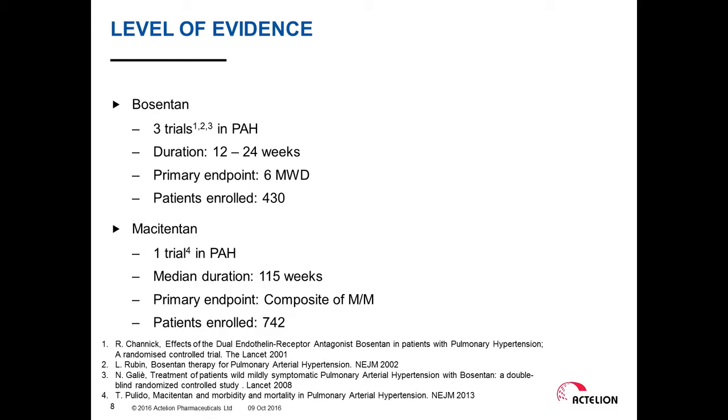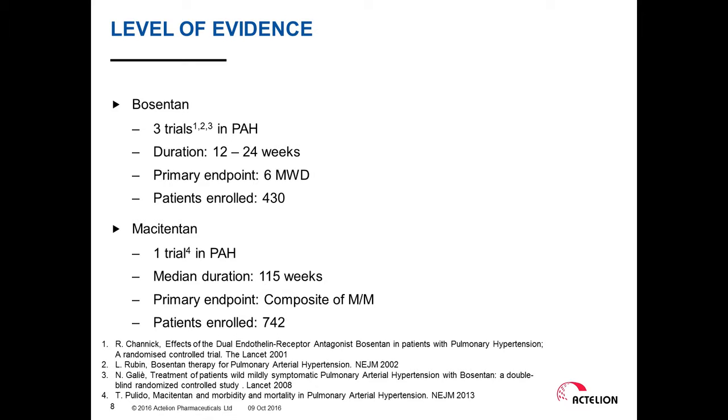If we look at bosentan, bosentan has 3 trials in PH: 351, BREATHE-1, and EARLY. The duration was between 12 and 24 weeks. The primary endpoint in all 3 studies was 6-minute walking distance. Only in EARLY did we have a co-primary endpoint of PVR and 6-minute walking distance.